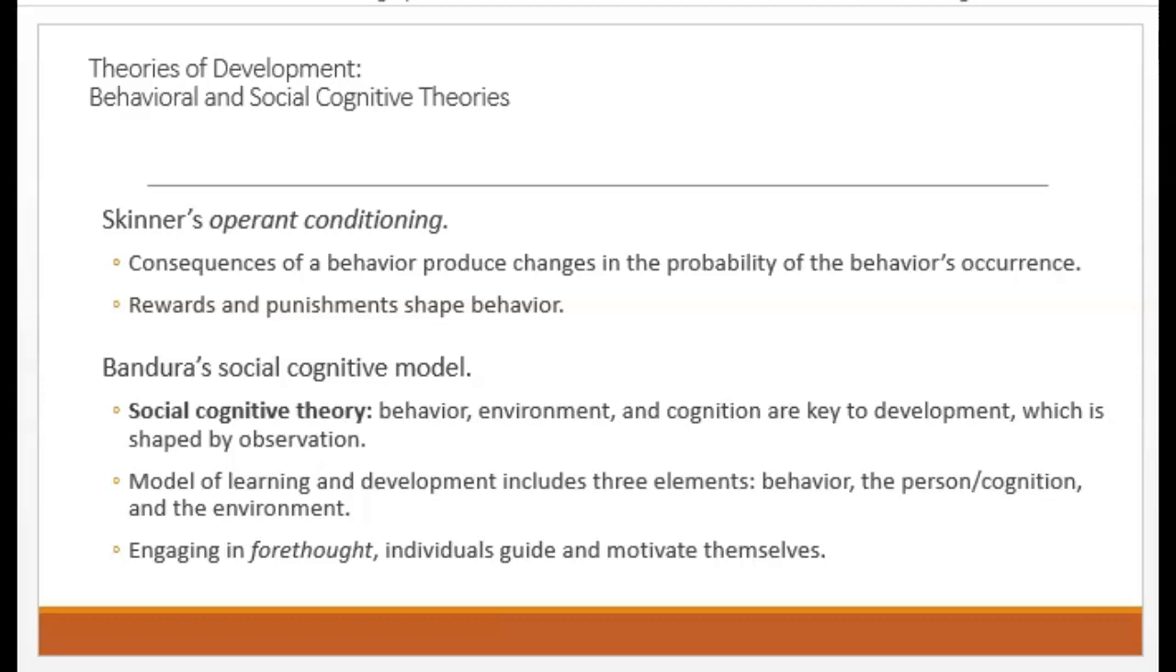In Bandura's social cognitive theory, a combination of behavior, environment, and cognition are key to development. We acquire these thoughts, feelings, and behaviors through a series of observations. We see other people do things, we observe the consequences of their actions, and by engaging in forethought, individuals guide and motivate themselves.